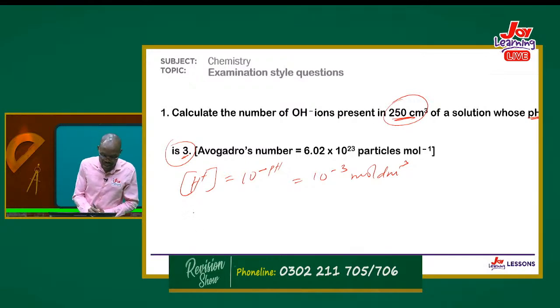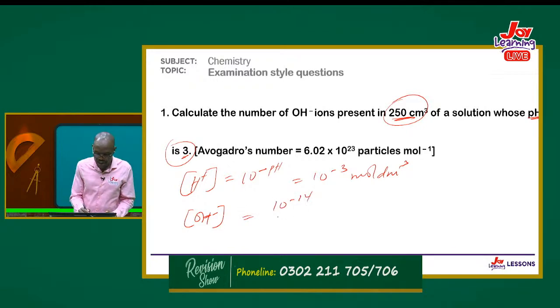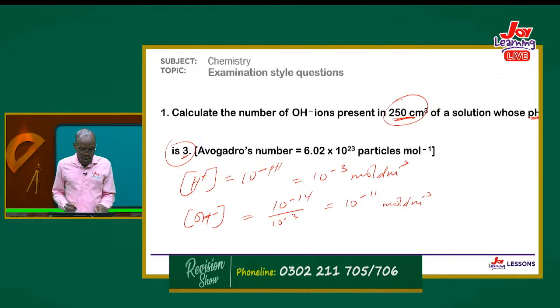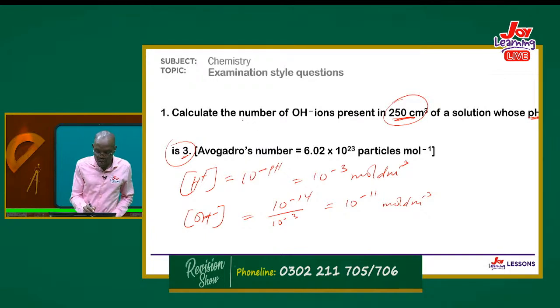So in calculating the OH minus ions in solution, I'm going to have 10 power negative 14 divided by 10 power negative 3. So that gives me 10 power negative 11 mole per dm cubed. So that is the concentration. It's in mole per dm cubed, but they are saying that we should find the number of OH minus ions in a given volume. So it means that now that I have concentration, I have volume.